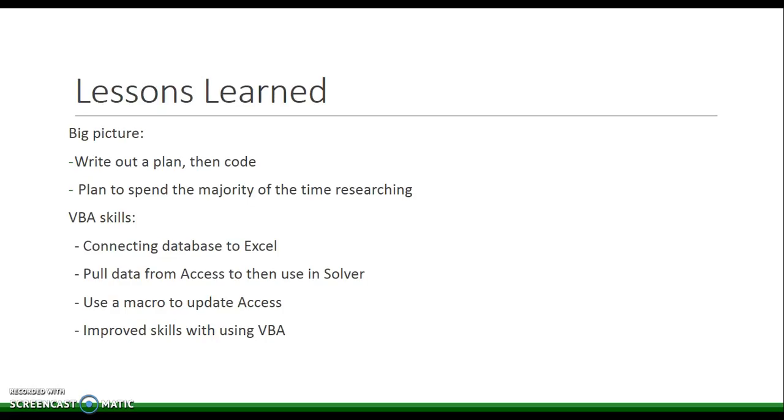So lastly, a few big picture lessons that I've learned through this. Write out a plan first before coding and then go to coding. It makes it a little bit easier and keeps you more organized. Another lesson is to plan to spend the majority of the time researching. You'll need a lot more time than you think you need on this. As far as VBA coding skills, I learned how to connect a database to Excel. I learned to pull from that database into Solver, and also learned how to update that Access table. Overall, it's safe to say that I improved my skills with using VBA.